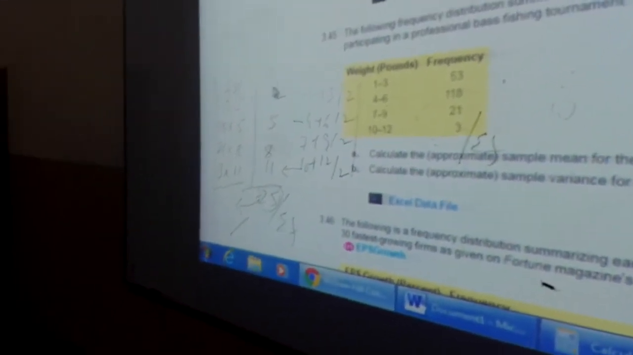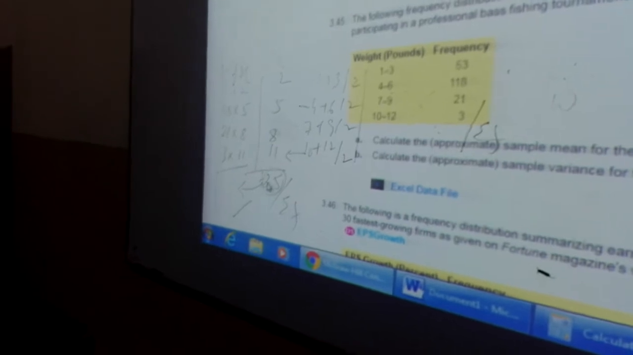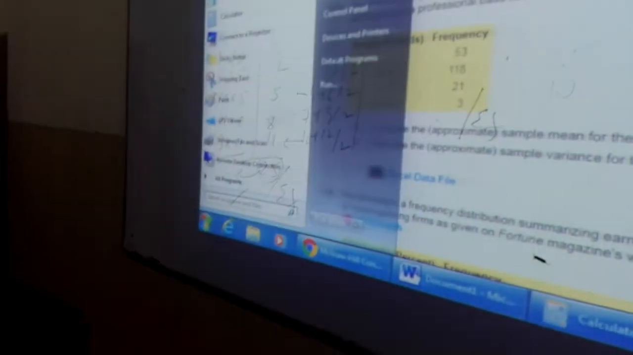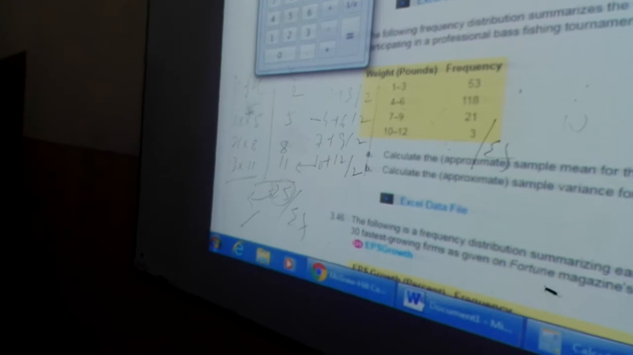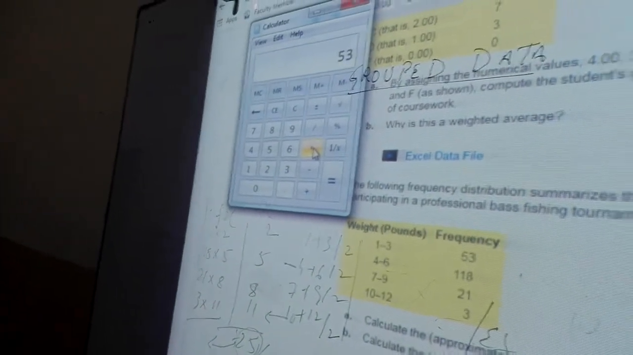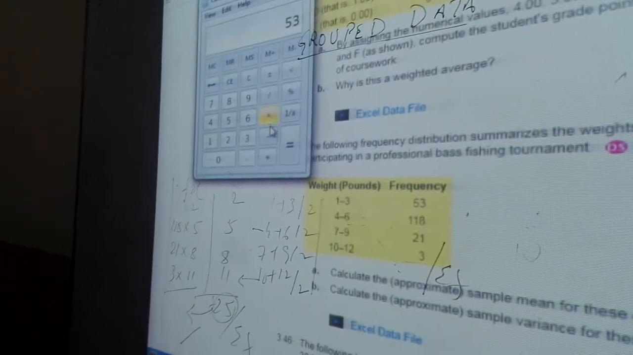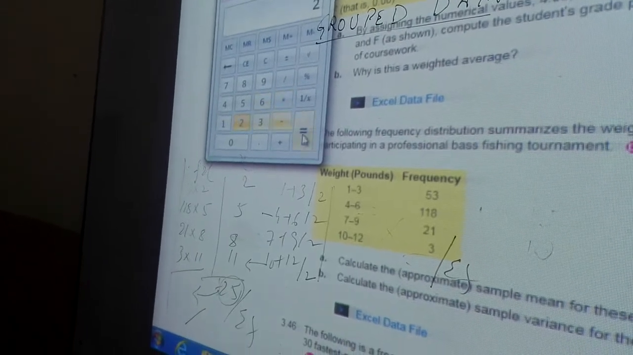Then this is x, and then you can have x bar. What was the x bar in this case? So this is summation fx. Let's just calculate the summation fx. For starters, let's do 53 into 2. I hope you can see this. 53 into 2, we have 106.